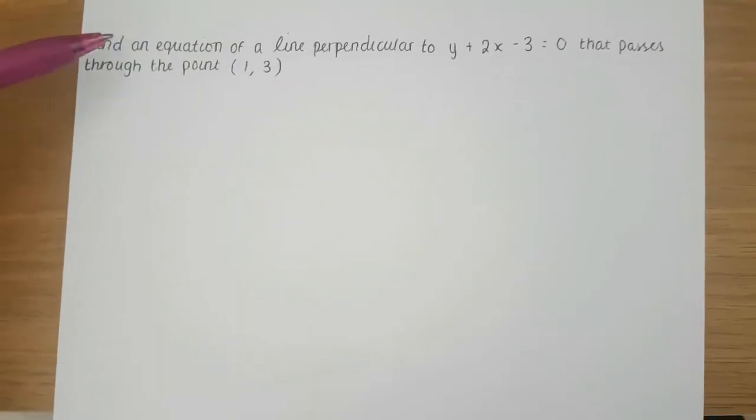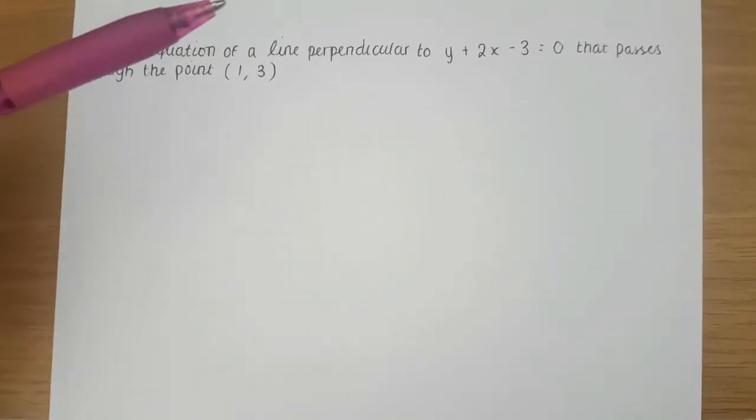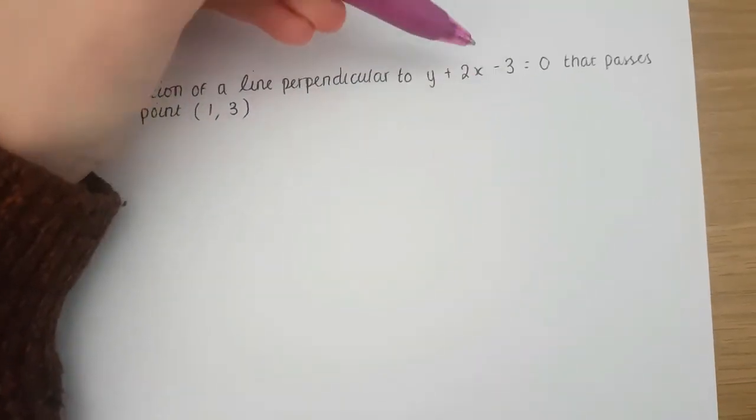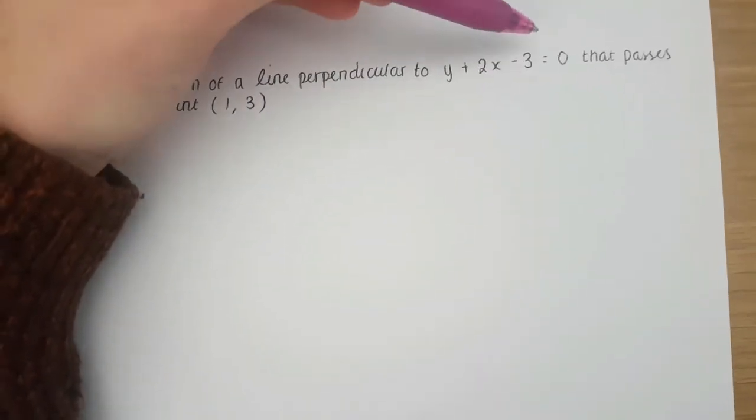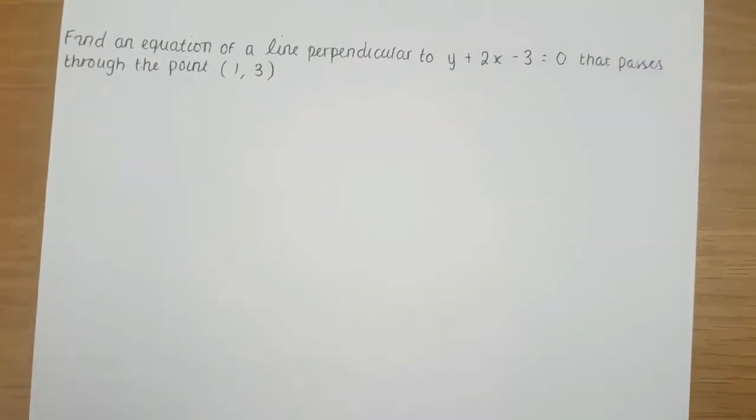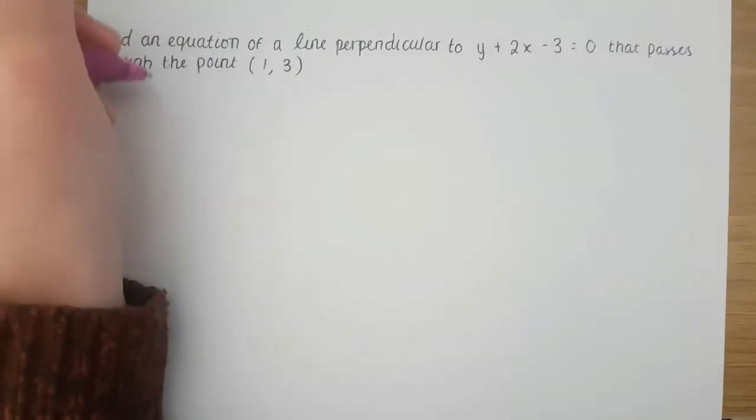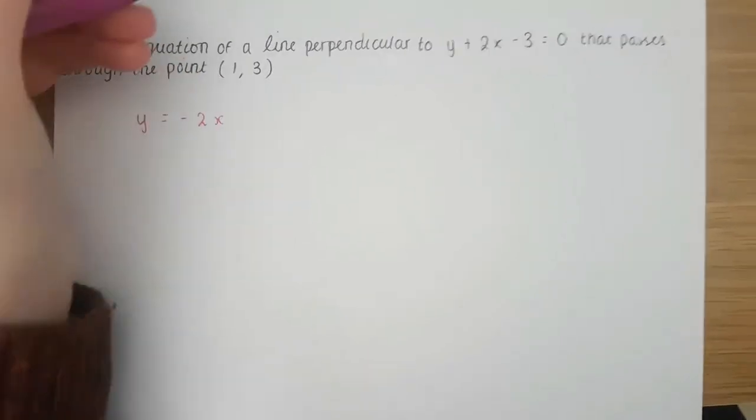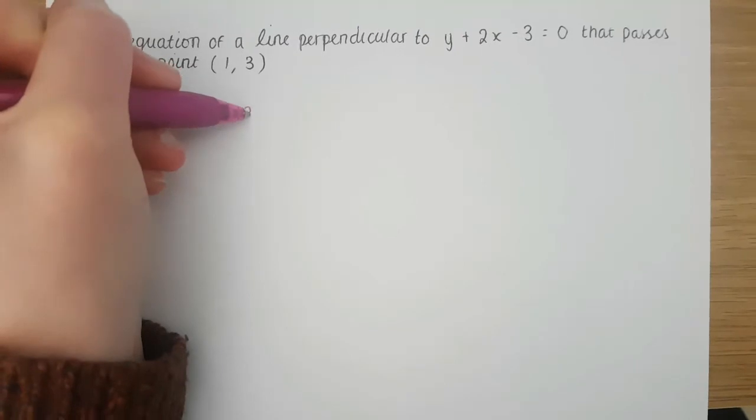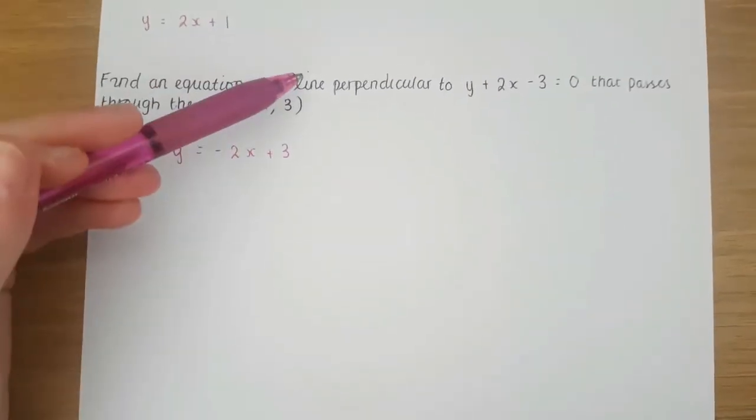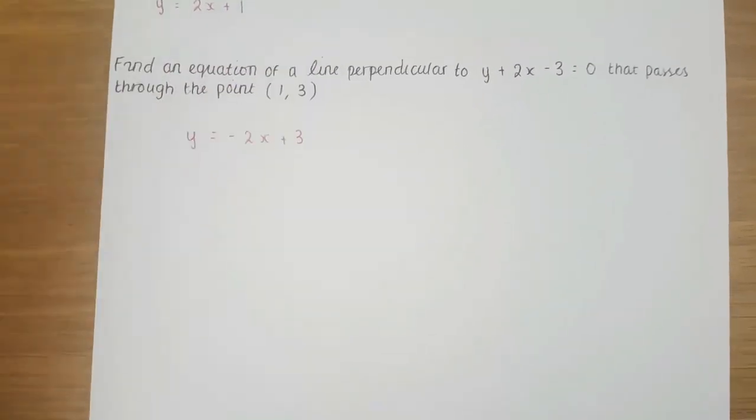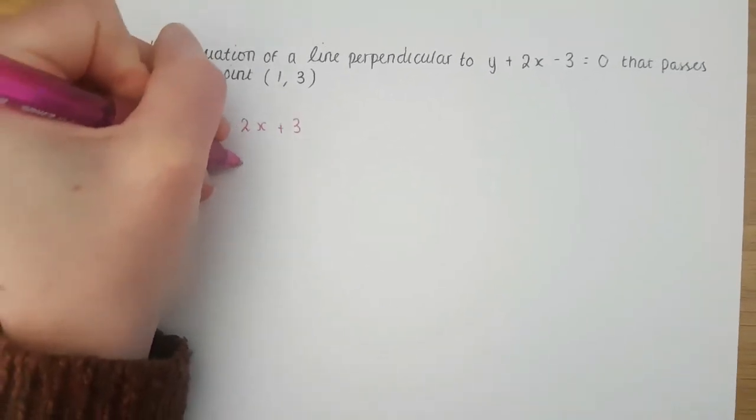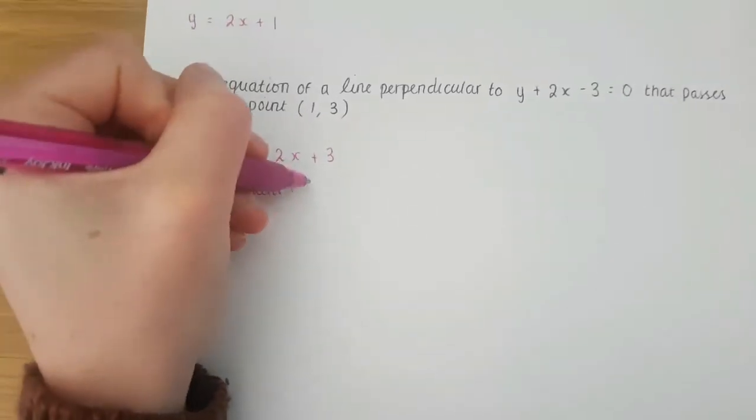Now I thought we'd look at an example where we're looking at a perpendicular line as well, just to make sure we know what we're doing with this. The first thing you'll notice is that we have the equation in the form y plus 2x minus 3 is equal to 0. So we want to rearrange this to put it in the form y equals mx plus c. So we have y is equal to minus 2x, because I'm taking that over to the other side, plus 3. Perpendicular lines have negative reciprocal gradients, so the gradient is going to be the negative reciprocal of minus 2, which is positive 1/2.